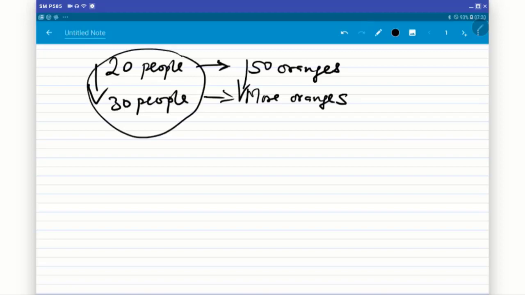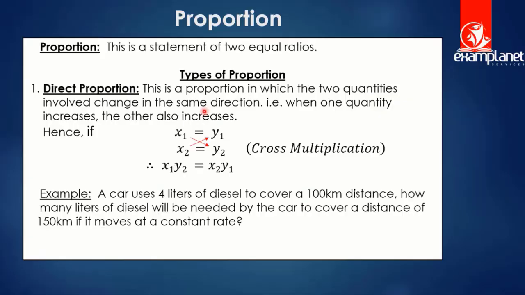So an increase in the number of people will cause an increase in the number of oranges you need to supply. And if you reduce the number of people, you also have to reduce the number of oranges you supply. That is simply what we mean by a direct proportion. Increase in one causes an increase in the other, or decrease in one causes a decrease in the other. Let's look at a simple example.